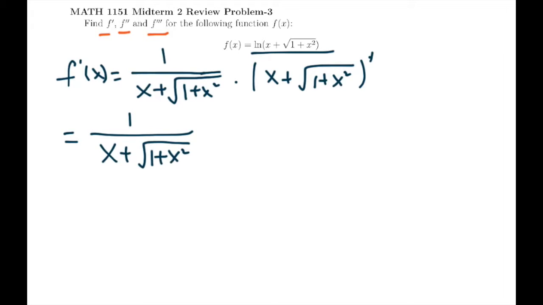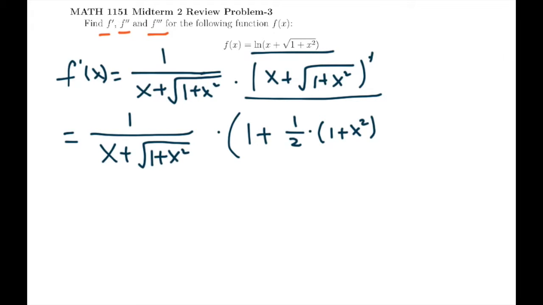Okay, so if we proceed, we will firstly copy down the first term and then take the derivative of this second part, and by the sum rule, we have 1 plus 1/2 times 1 plus x squared to the power of negative 1/2, and this part is done by rewriting square root of 1 plus x squared as 1 plus x squared to the power of 1/2, and then using the power rule.